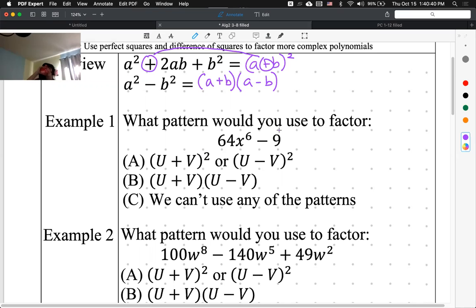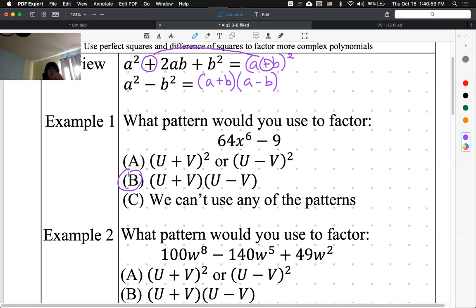Look, it's a 64. 64 is a perfect square. If I take the square root of that, it's 8. X to the power of 6 is a perfect square. Anything that's even right here is a perfect square. And then 9 obviously is a perfect square. It's on our chart of squares up there. Okay, so the correct answer here is B.